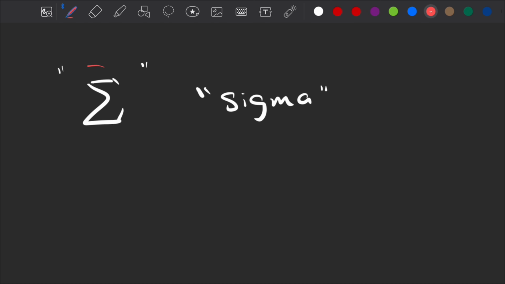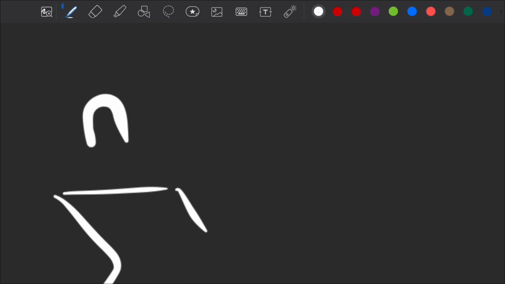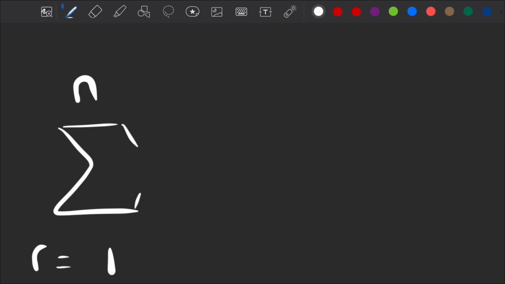So this means the sum or the summation. So we may see it with a number at the bottom and something at the top. What this means is we start with r equal to 1 and then plug in successive values of r. So starting from r equals 1, then 2, 3, 4, 5, 6, all the way up to n. So r equals n is where we stop. So n tells us the last value r will take on.